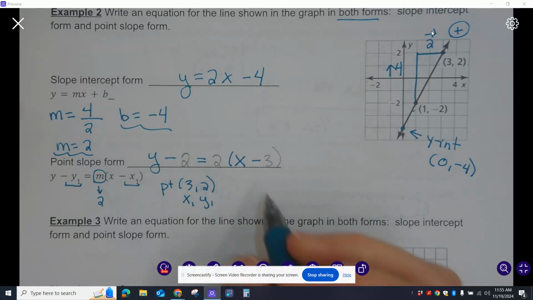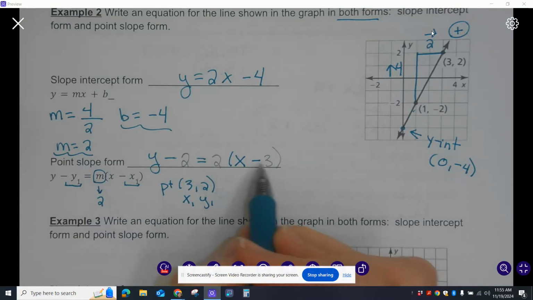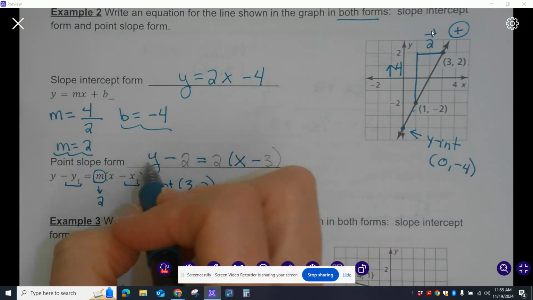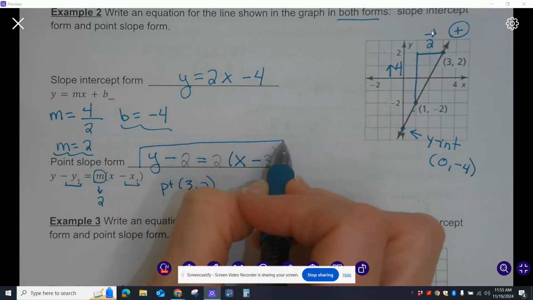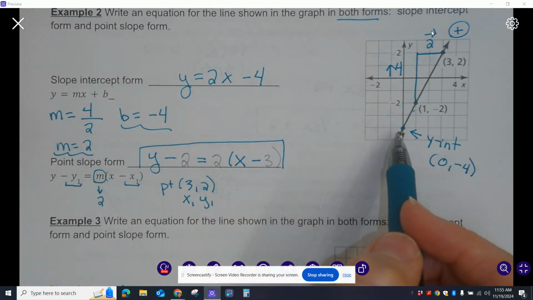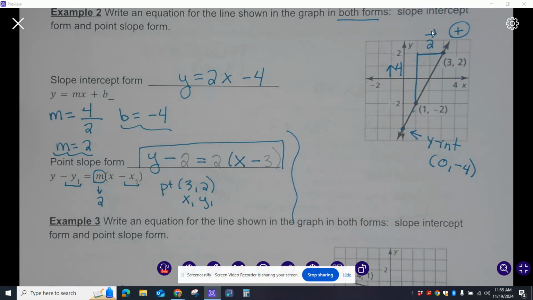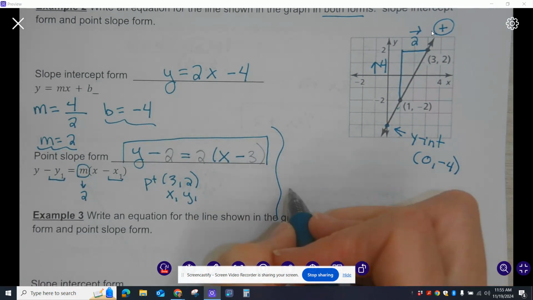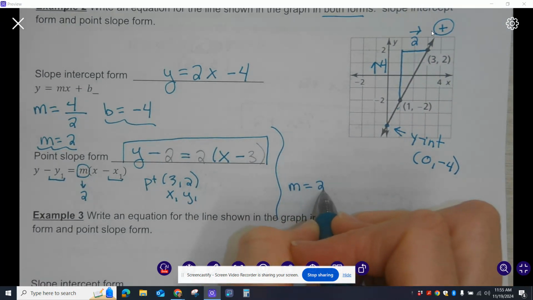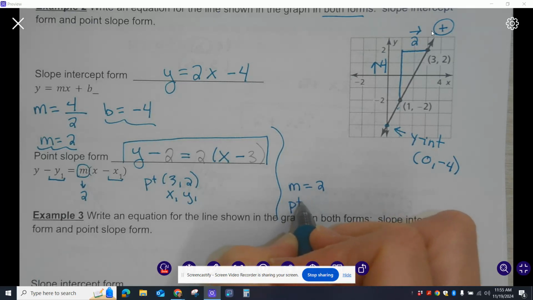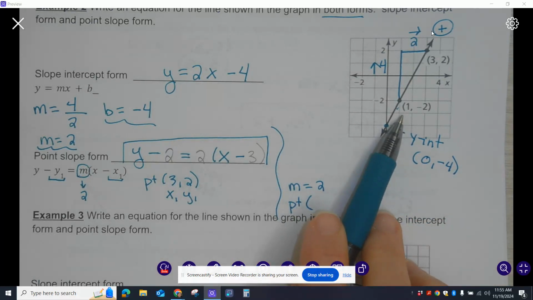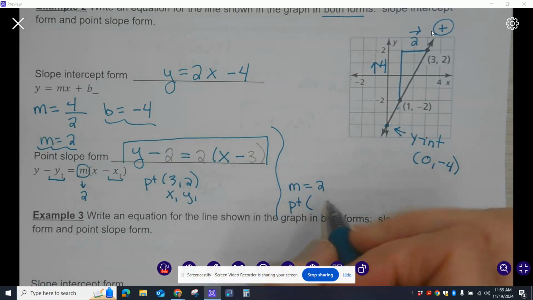Okay, so I don't have anything that I can simplify. I don't have minusing a negative. So this is an equation for this line in point slope form. Now, I could also write an equation using the same slope of 2, but I could use the other point they gave me, which is (1, -2).